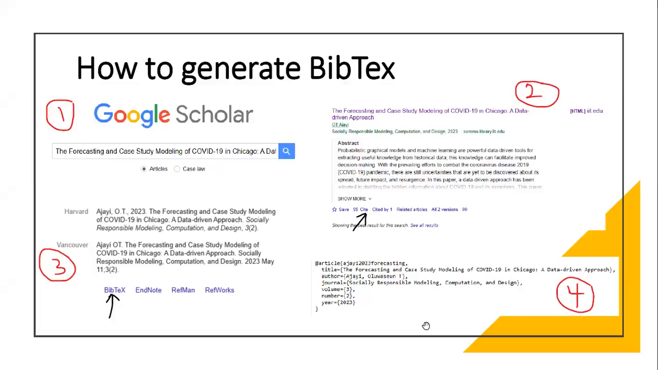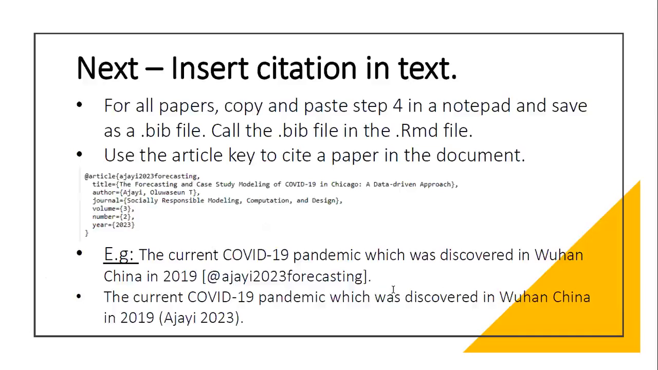I'm going to show an example. So the ID of the paper is Ajayi 2023 forecasting. You can see the title in the bracket. You can see the author, which is me, the journal, Socially Responsible Modeling, Computation and Design, which is the SoReMo journal, the volume of the article, the number, and the year it was published, 2023. So this information is your bib text, which you need to generate your bibliography in your report, and it also helps you to have your citation inside the technical report.